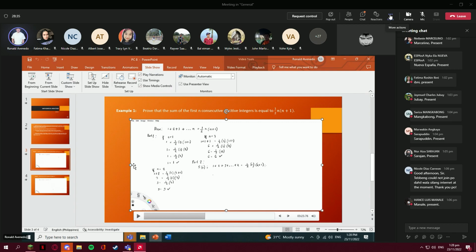So this part here, when n is equal to k, we substituted n to be k. So that is why nagiging k yan. And this is just the same as what it is given. Dito sa taas, di ba? 1 plus 2 plus 3 plus up to n. Then 1 half of n, then plus n plus 1.